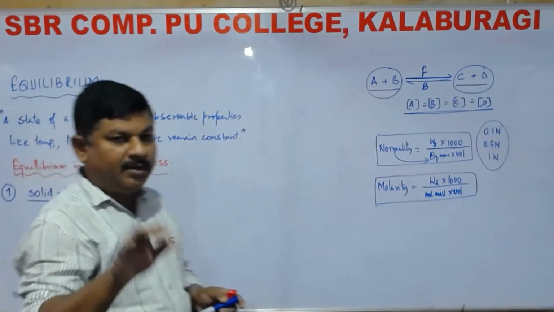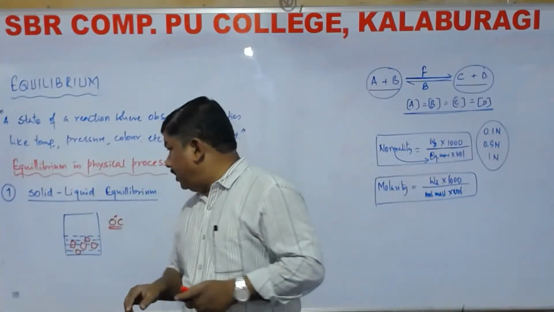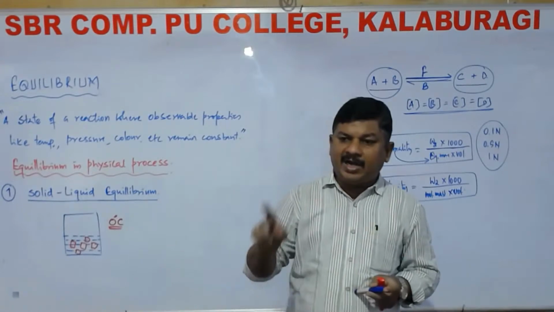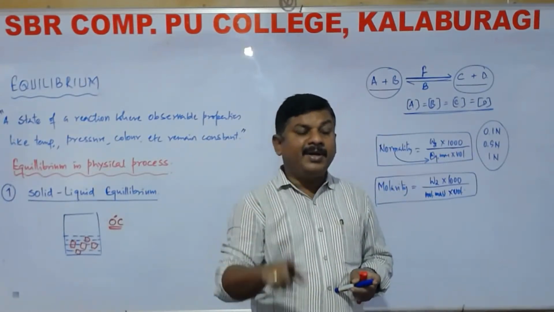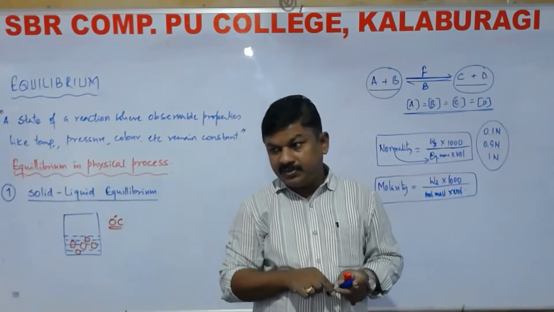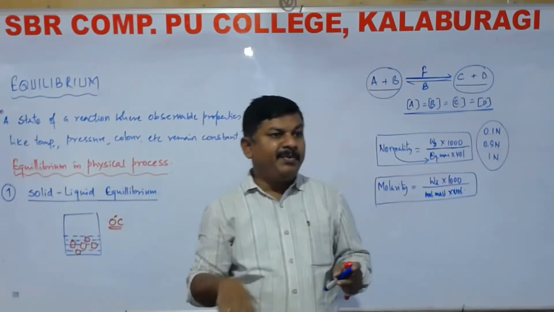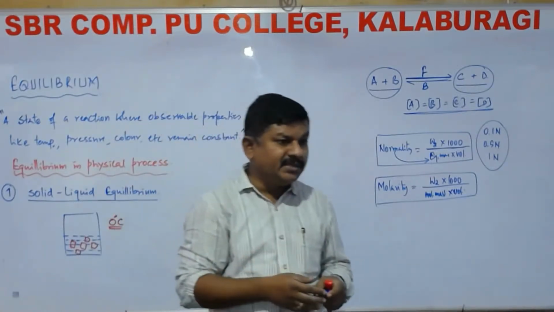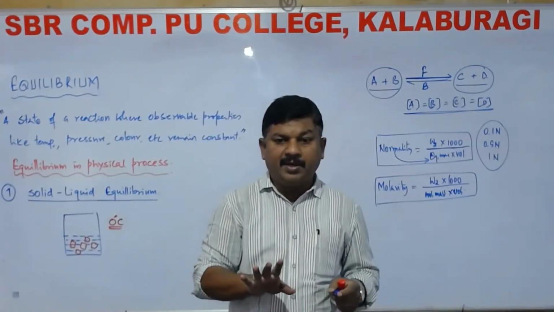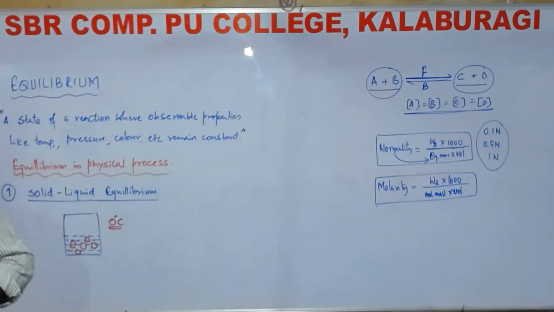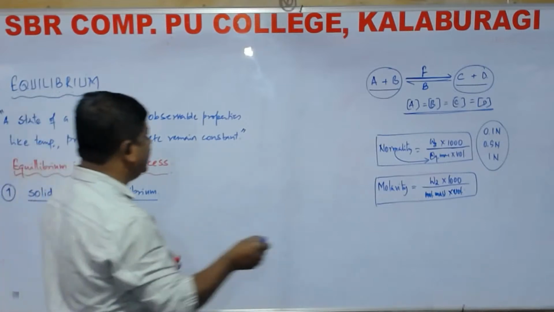The boiling point of a substance or of a liquid can be defined as the temperature at which the vapor pressure of the liquid becomes equal to atmospheric pressure. At whatever temperature the vapor pressure of the liquid becomes equal to atmospheric pressure, that temperature is considered the boiling point. You cannot define boiling point without this vapor pressure concept. What is the meaning of vapor pressure?